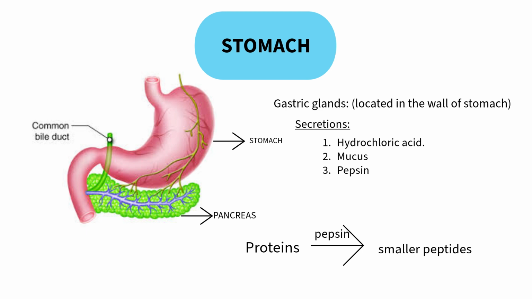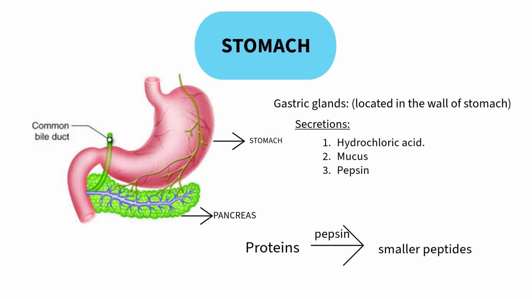Suppose you ate meat, which is protein. The digestion of protein starts in the stomach with the help of the enzyme pepsin. Pepsin converts it into smaller molecules. This protein digestion begins in the stomach.